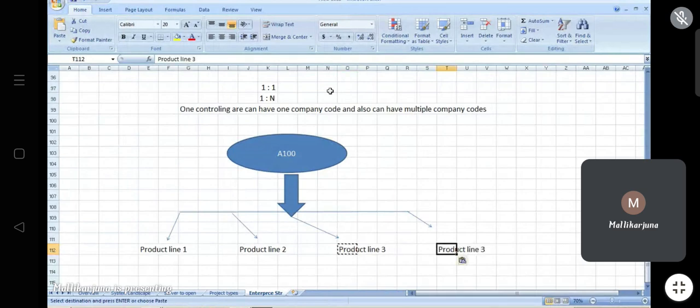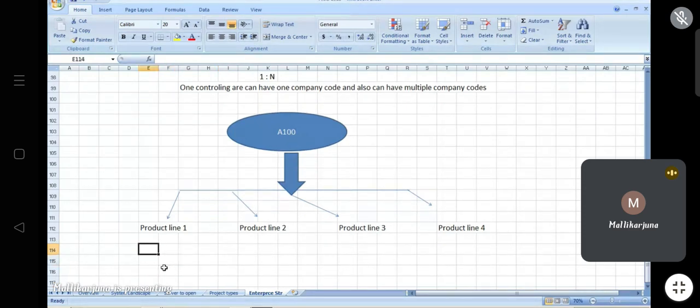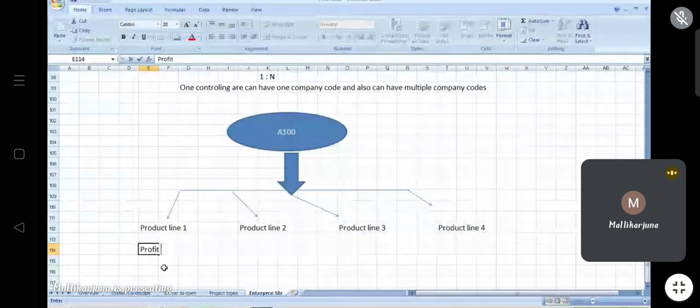Best example, say that beverages, wherein we have different types of beverages like Coca-Cola, Pepsi, Thumbs Up, and any other. So in A100, the manufacturing company code is in beverages, and it has 4 beverages. Each product line we are classifying as one profit center.